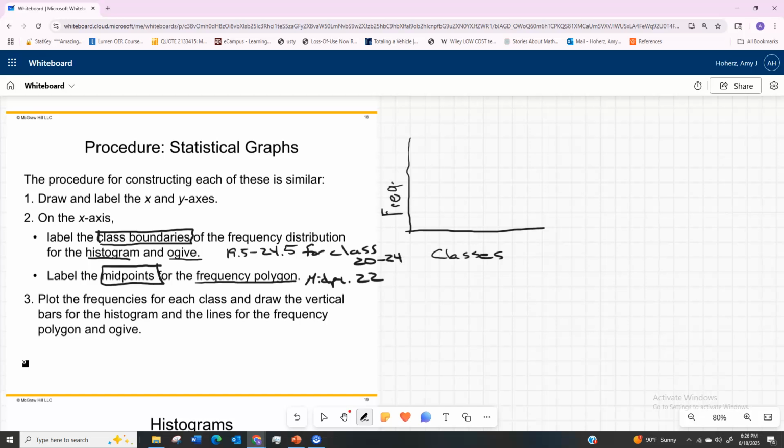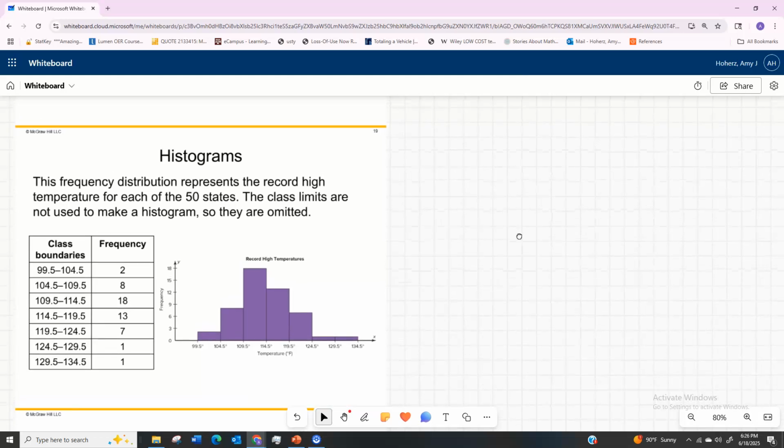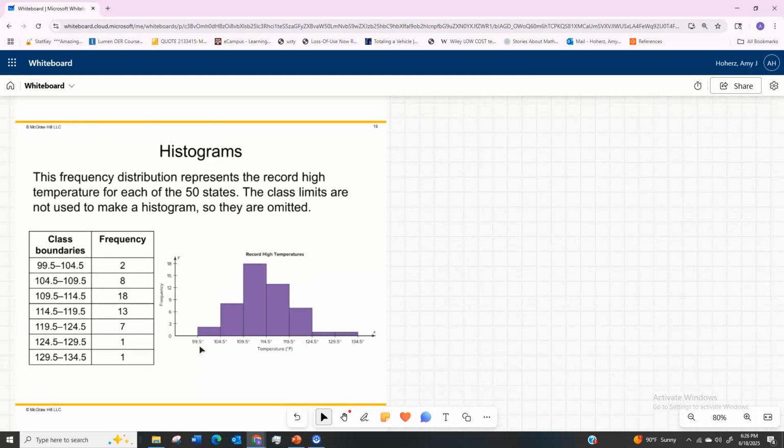And then once we've got that x-axis labeled, we're going to plot the frequencies for each class and draw either the bars for the histogram or the lines for the frequency polygon and ogive. So again, we're just kind of trying to give a heads up to what's coming. And so now let's actually do some examples. So I'm going to recreate this off to the side, even though it's completed here, and that way you can kind of see the process.